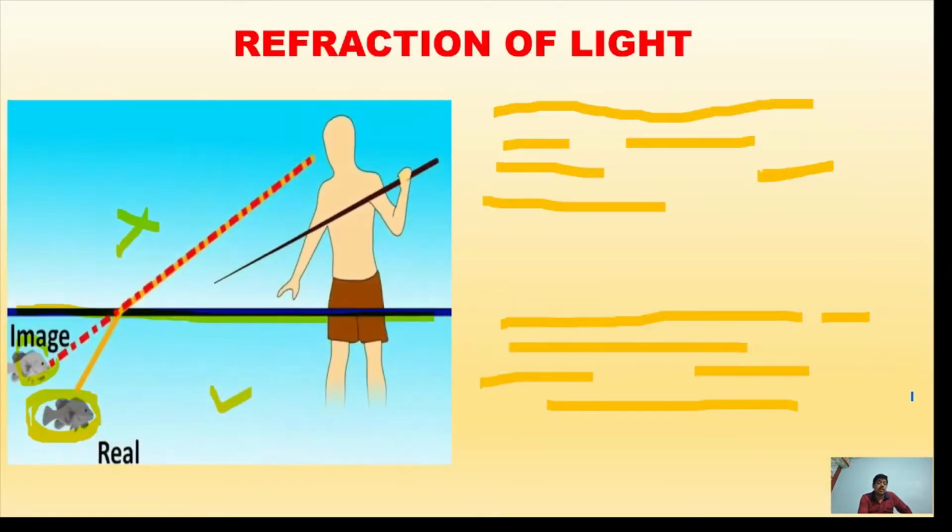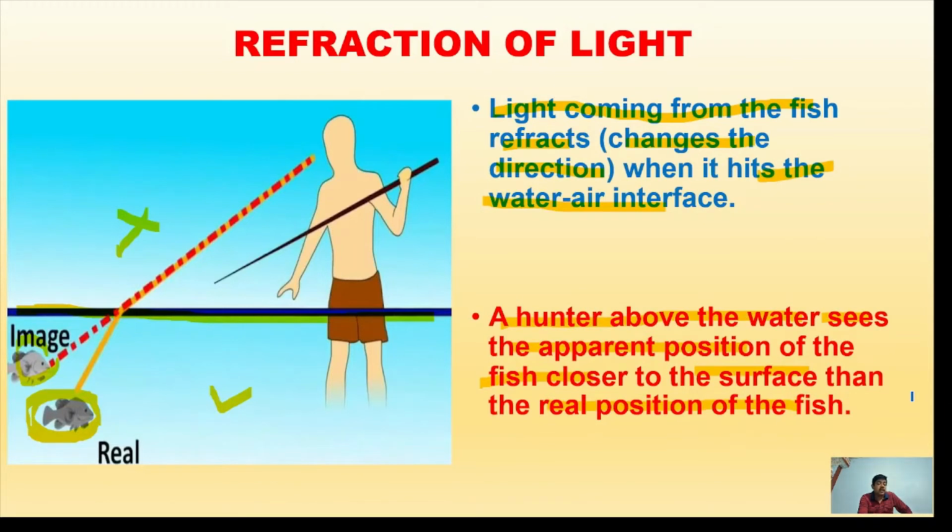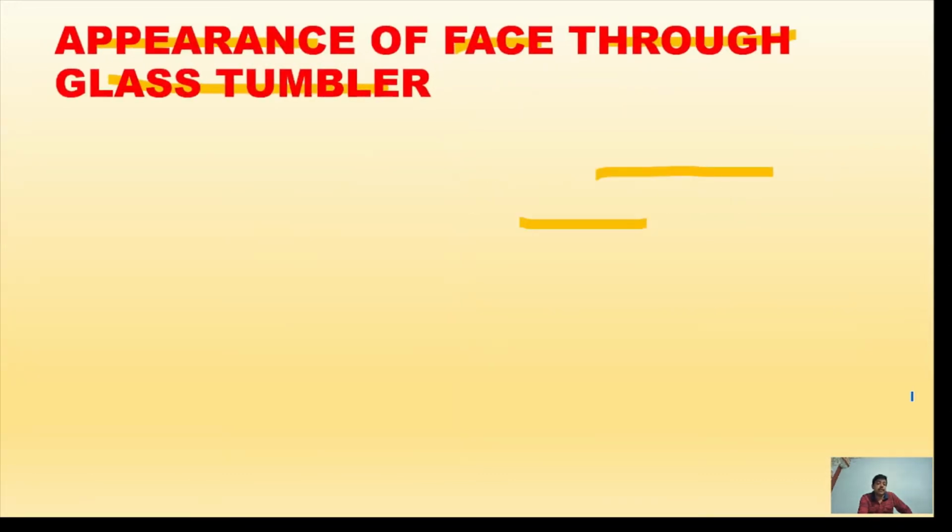So once again see, this is the real position of the fish, but the image of the fish appears to be near or closer to the surface of water. Understand? Yes, this is another interesting observation of the refraction of light, right?